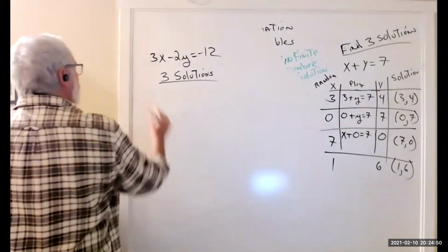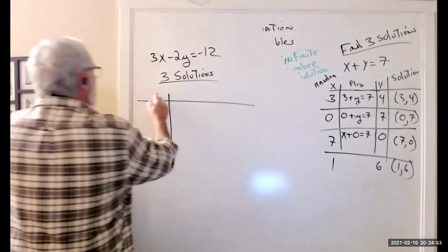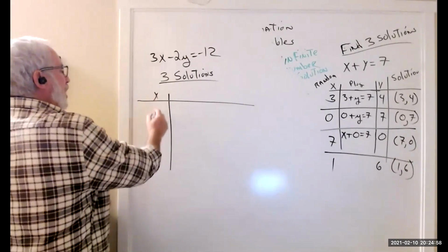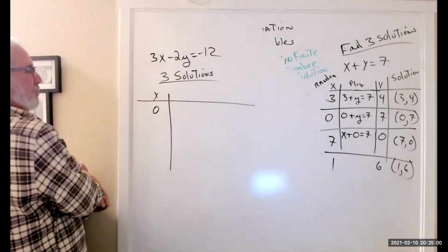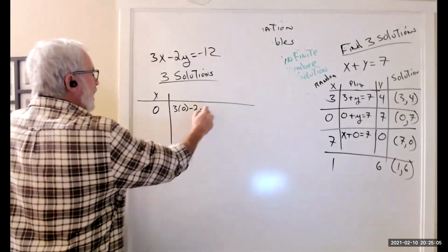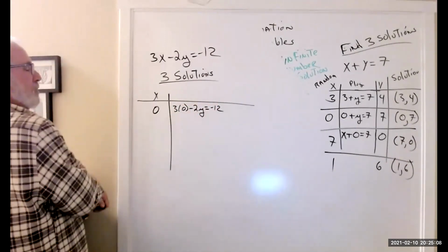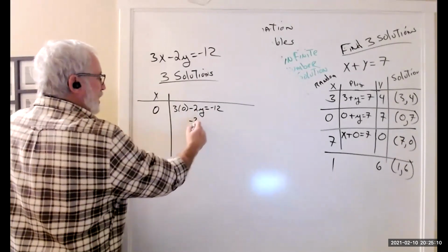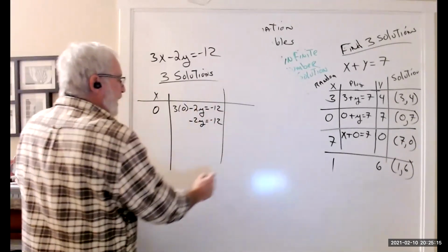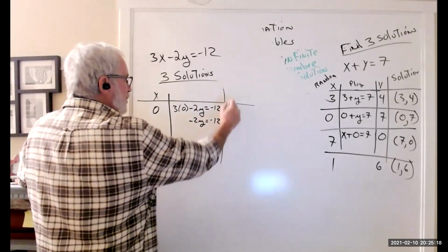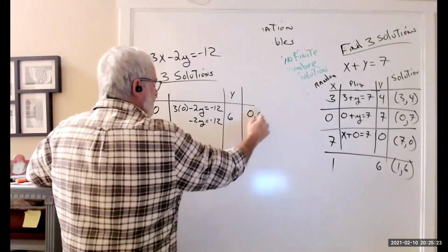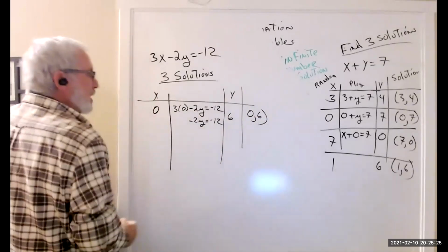All right. So, okay, if I follow my own advice, I'm going to start with 0 for x, and I'm going to plug it in. 3 times 0 minus 2y equals negative 12. 3 times 0 drops out, so negative 2y equals negative 12. I can solve that in my head and get y is 6. So my solution would be 0 comma 6. That's one of my solutions.